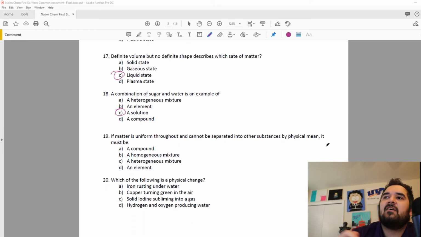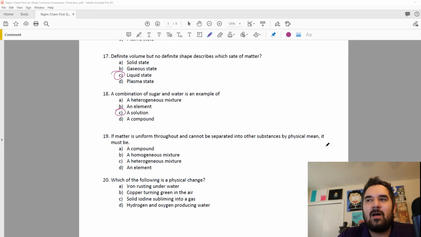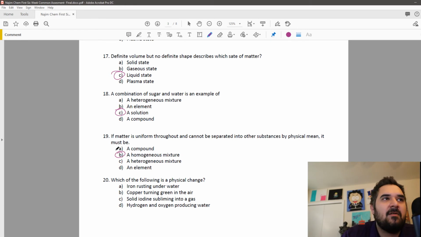All right, 19. If matter is uniform throughout and cannot be separated into other substances by physical means, it must be what? So it's uniform throughout and it can't be separated through physical means. This one's actually a really tough question. I might have written this one myself, so it's got a lot of things wrong with it. So if it's uniform throughout, then we know that it's a homogeneous mixture and it cannot be separated by physical means. That's the correct answer here.